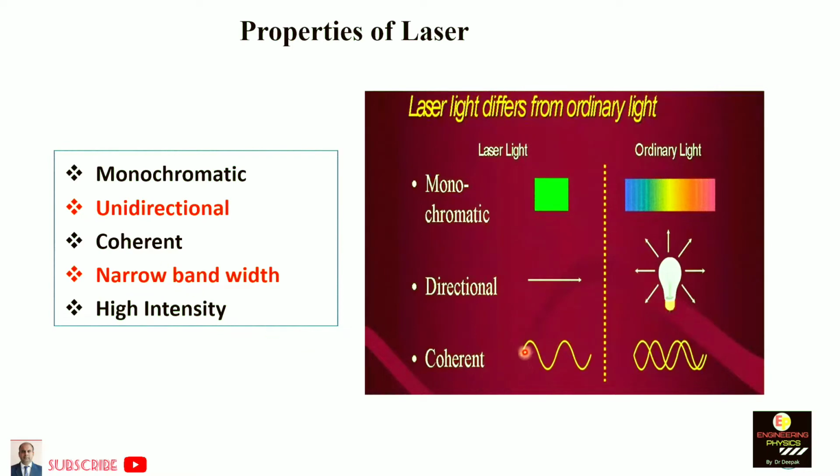Coherent. If there is more than one wave having the same phase or zero phase difference and the same frequency, that is known as coherent. In the other way, ordinary light is a combination of different colors, so they have different frequencies and different phases.